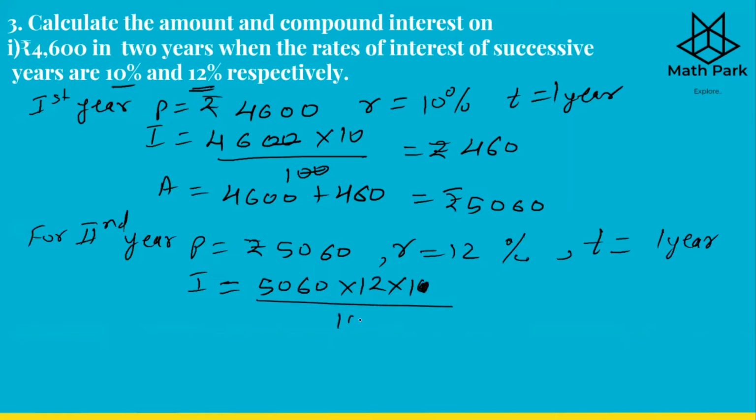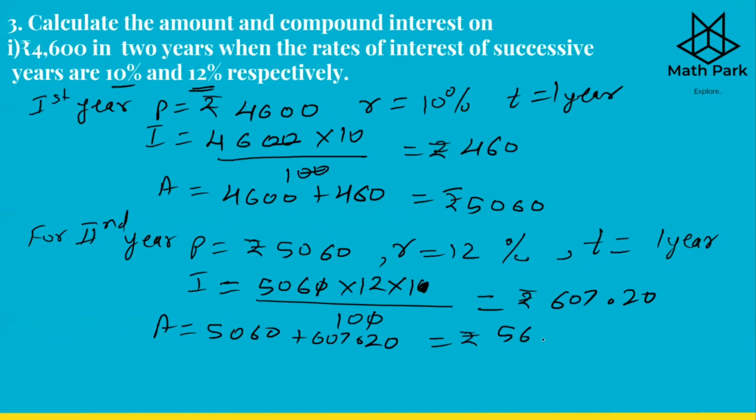1 year upon 100. Simplify this. So you can do 50.6 multiplied by 12. On doing that, we get rupees 607 and 20 paisa. Okay. And then the amount is equal to 50,560, that is the principal plus interest, plus 607 rupees and 20 paisa, which we get as 5,667 rupees and 20 paisa.